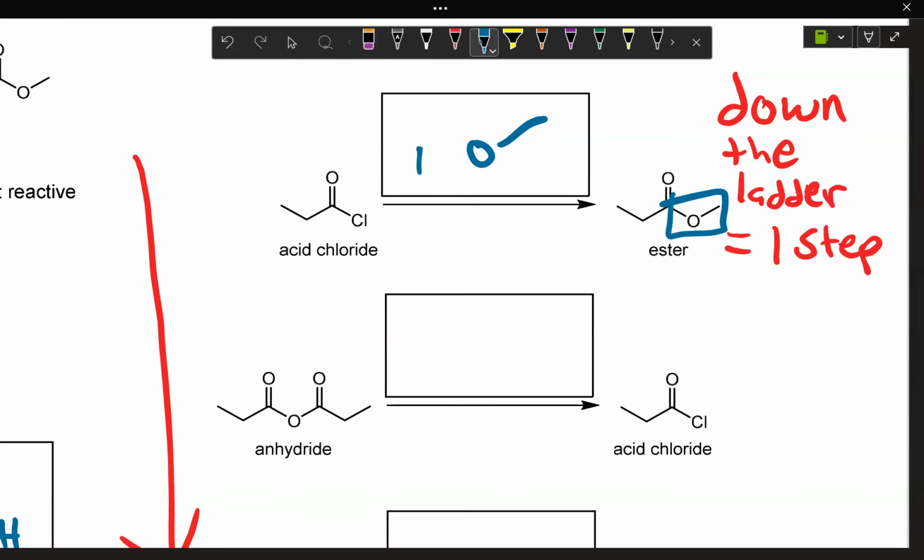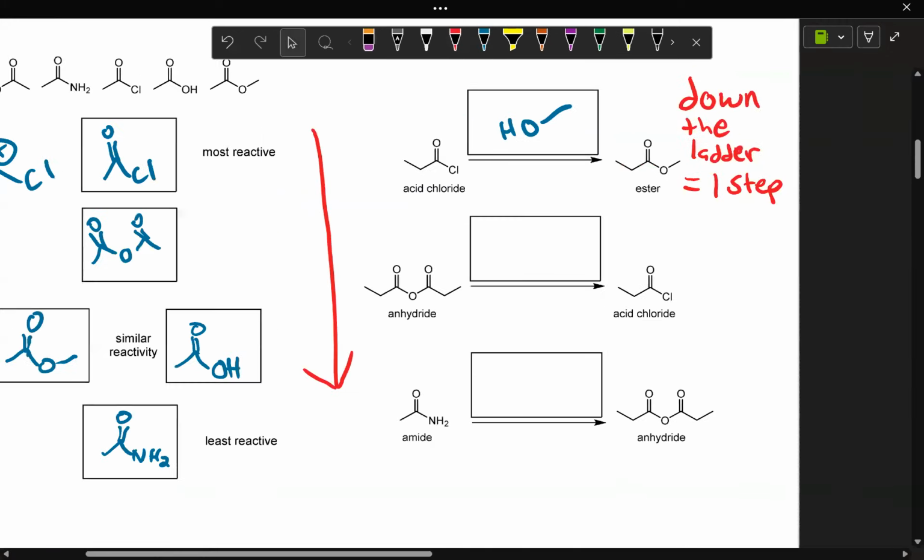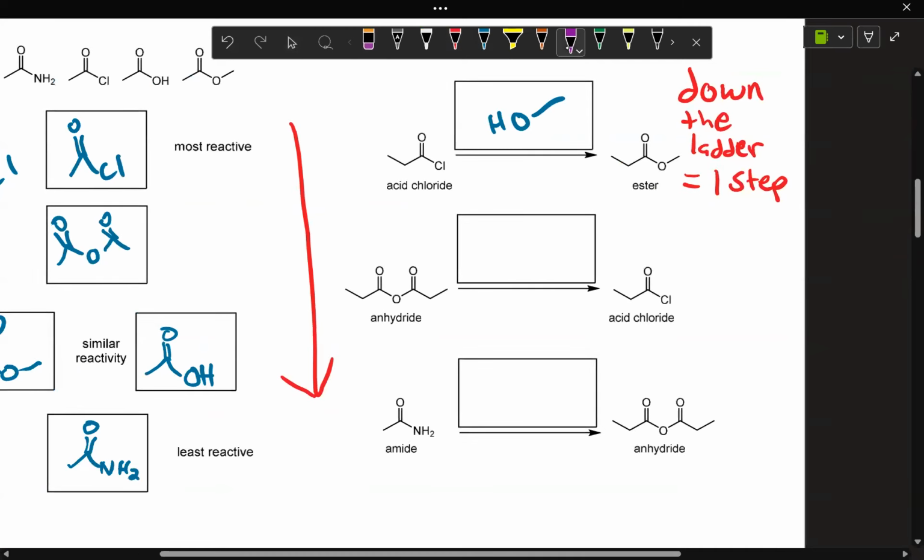You could also put NaOCH3, sodium methoxide, or you could give acidic conditions, so throw in sulfuric acid. But just the alcohol would work as well because the acid chloride is so reactive. So that's going down the ladder. Let's look at the next one.